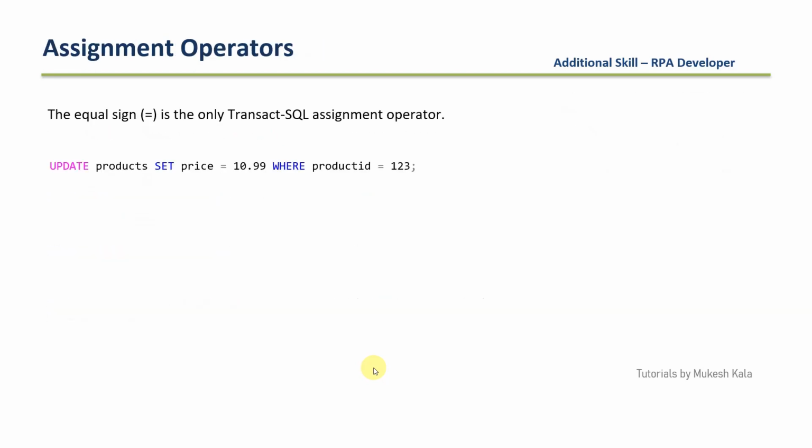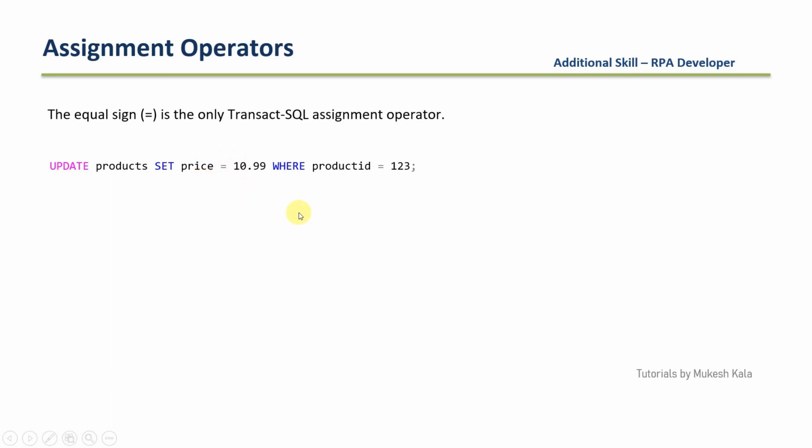Okay, moving forward, the last one. The last operator is the assignment operator. You might have used it multiple times, but you would have never noticed that you are using an assignment operator. So the simple equal to which we are using is called an assignment operator. The only assignment operator available is the equal to.